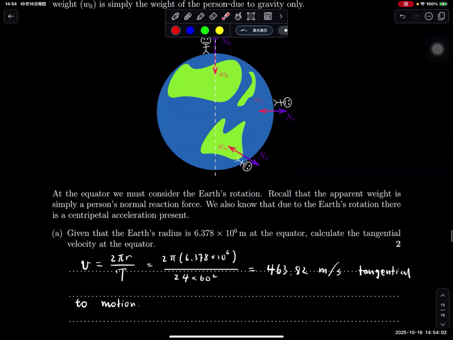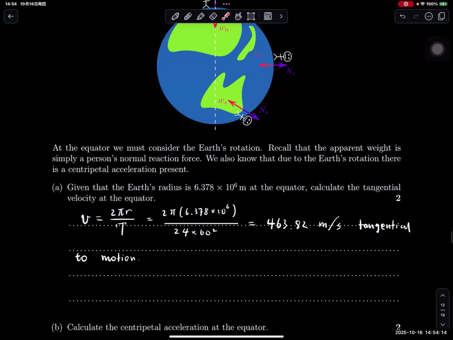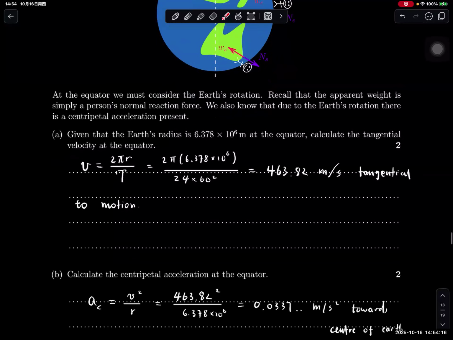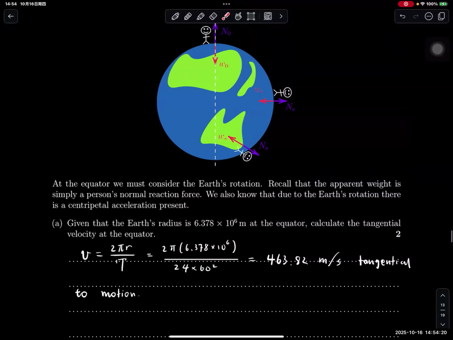So yeah, and then you just need to find out the normal force at that point. Okay, because we went through something called the apparent weight back in circular motion. It's basically that. Okay, so question A: given the Earth's radius, at the equator, calculate the tangential speed at the equator.